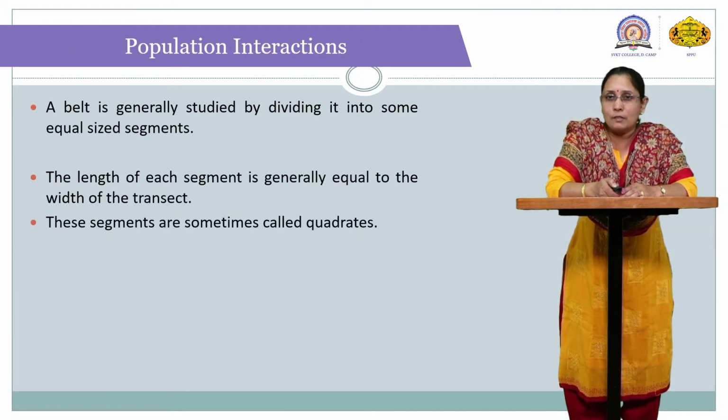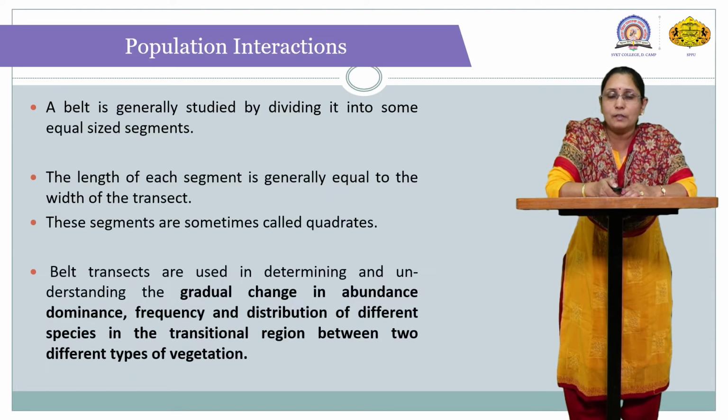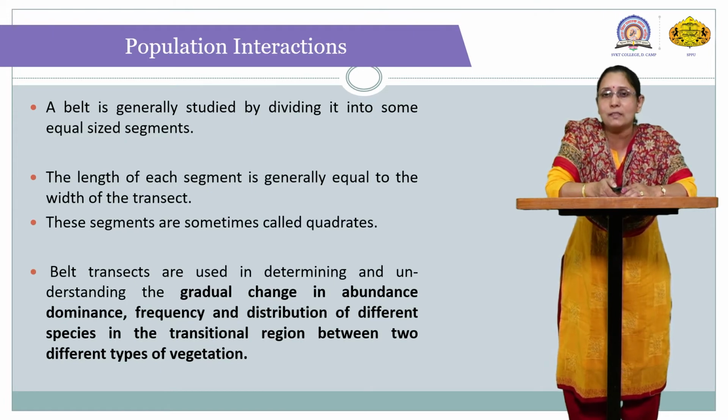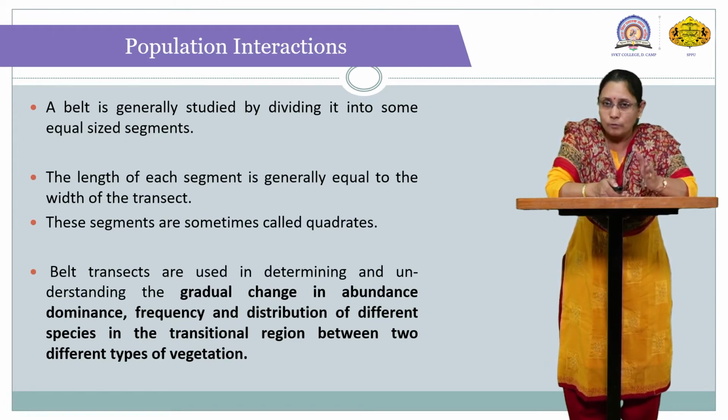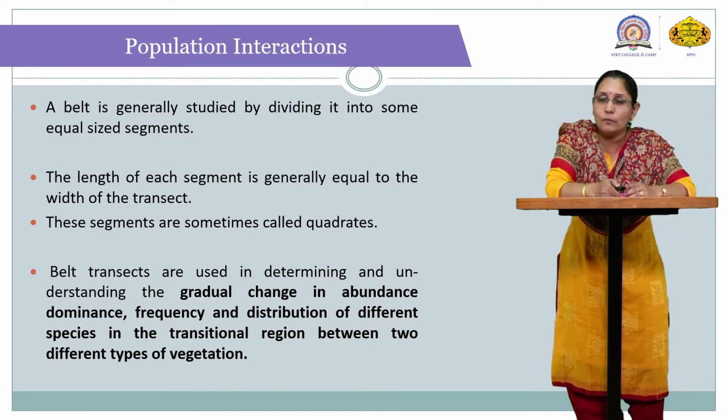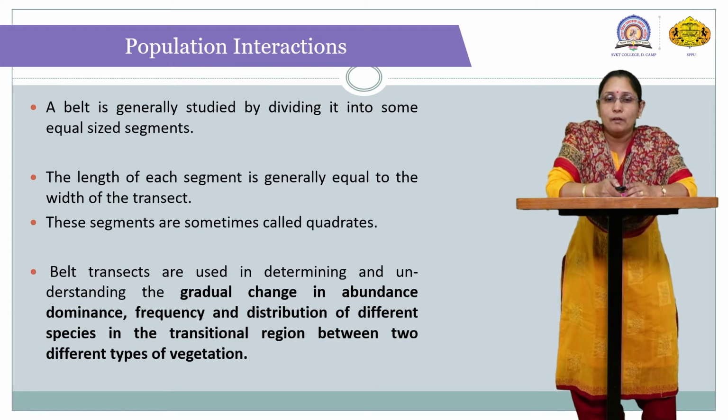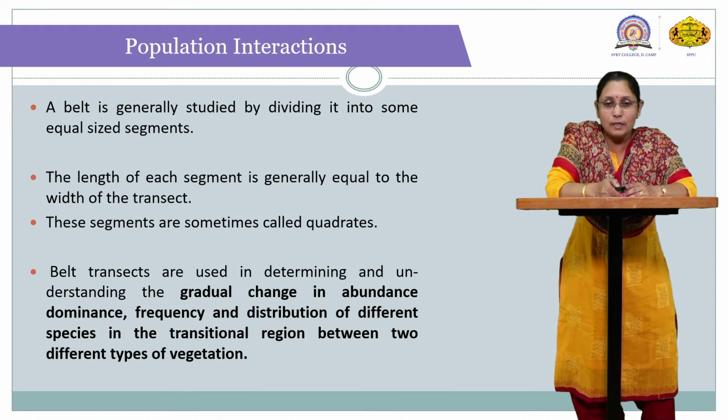Then what are the features associated with this belt transect method? The belt is generally studied by dividing it into some equal-size segments. The belt will be helpful first of all to make some equal segments. The length of each segment is generally equal to the width of the transect. So here the features are given: the length of each segment will usually be equal to the width of the transect. Then these segments are sometimes called quadrats. In the next slide we are going to learn about quadrats.